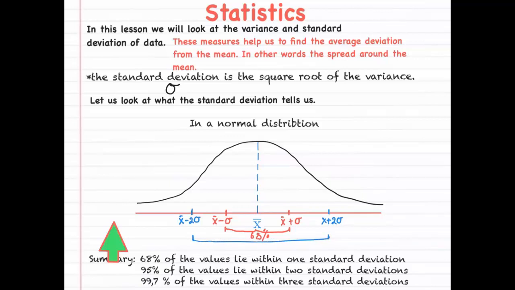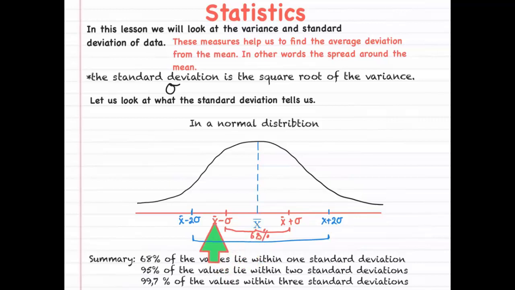So that basically means that 95% of the values in our data set lie within 2 standard deviations. So that means if we had 100 numbers in our data sample, that means 95 of those numbers will fall within this blue range here, from there all the way to there. Okay, and we call this within 2 standard deviations from the mean.